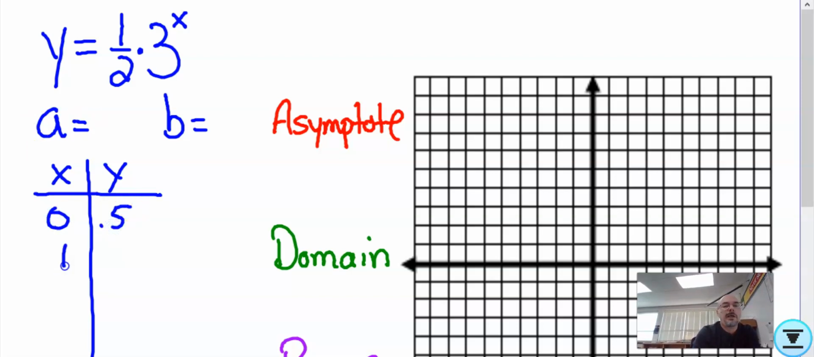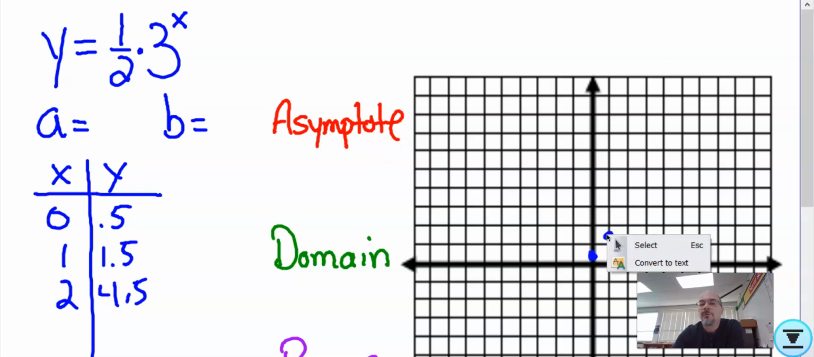0.5, 1, 1.5, and 2, 4.5. Okay, I'm going to go ahead and graph those quick. So let's see, 0 up 1/2, over 1 up 1.5, over 2 up 4.5, 1, 2, 3, 4.5. All right, and then it looks like this again.